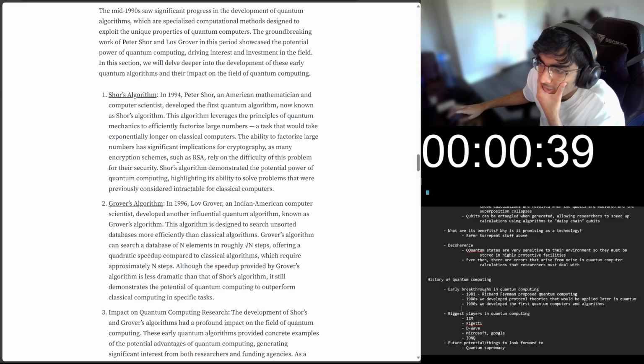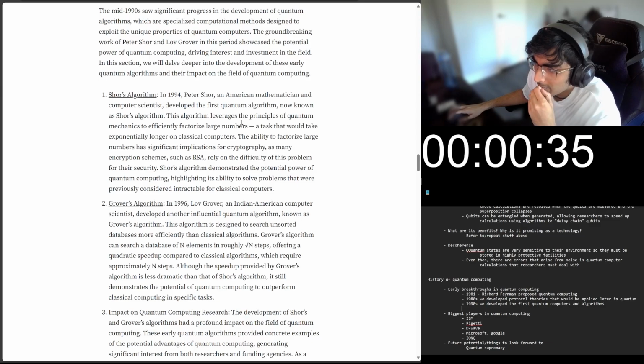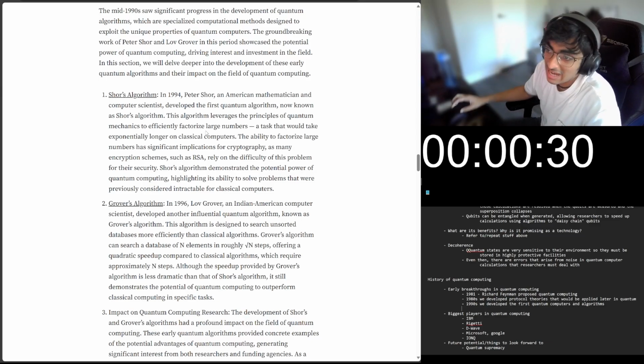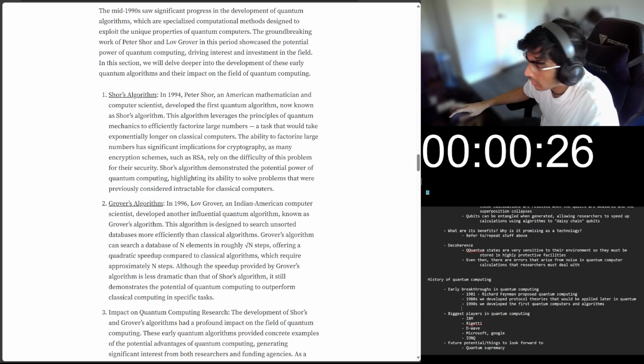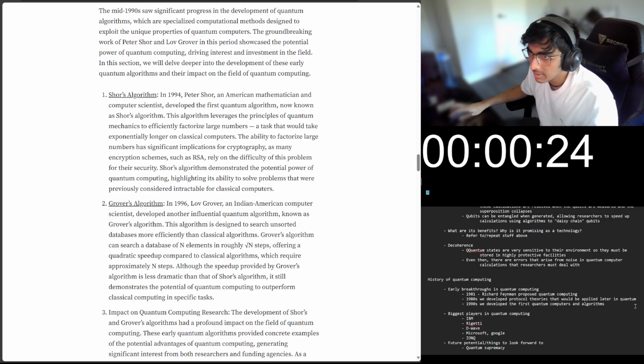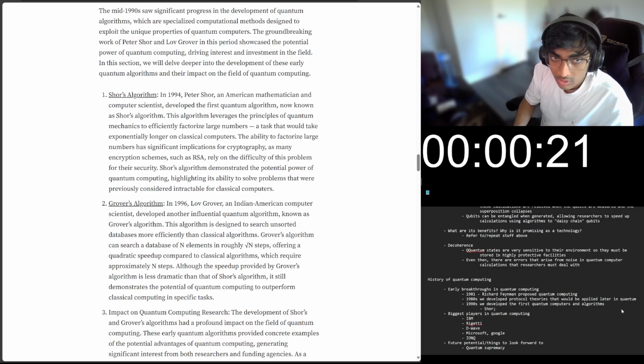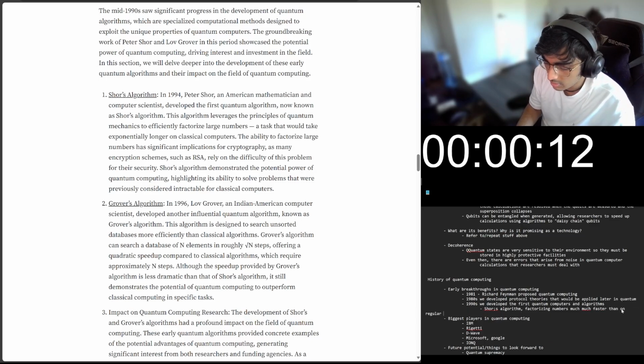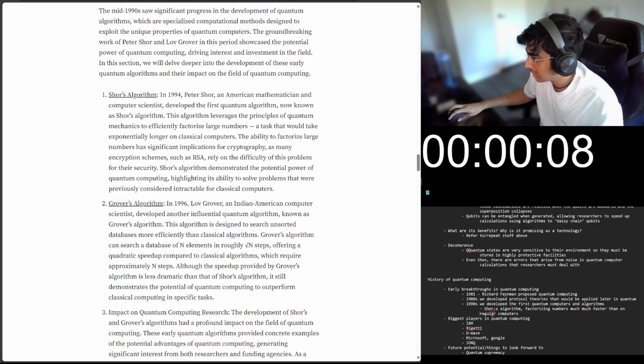And then we have these two algorithms. A quantum algorithm, now known as Shor's algorithm, leverages the principles of quantum mechanics to efficiently factorize large numbers. Okay, it would take exponentially longer on classical computers. Okay, so maybe I'll write that as an example of something that was important. So I'll say Shor's algorithm, factorizing numbers much, much faster than on regular computers. Okay, this might be enough.